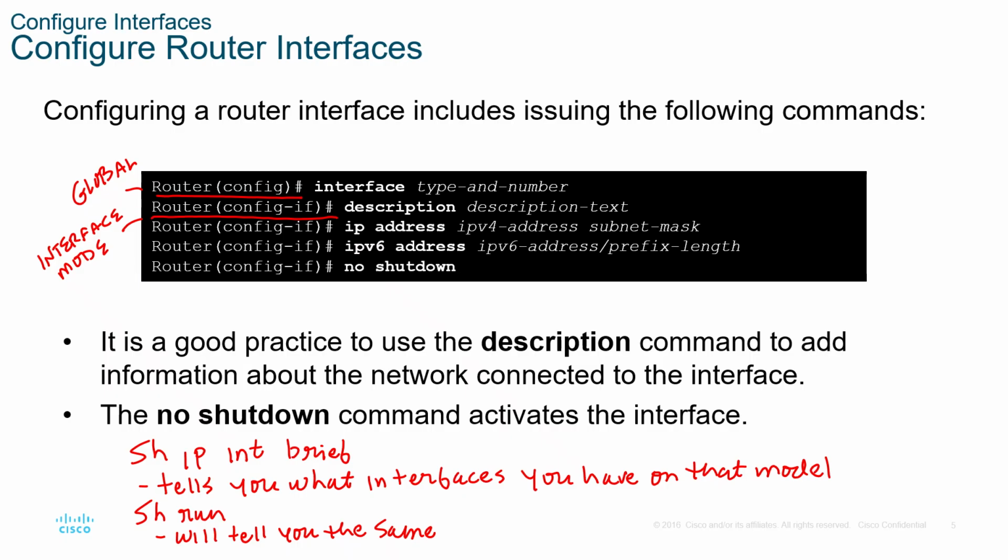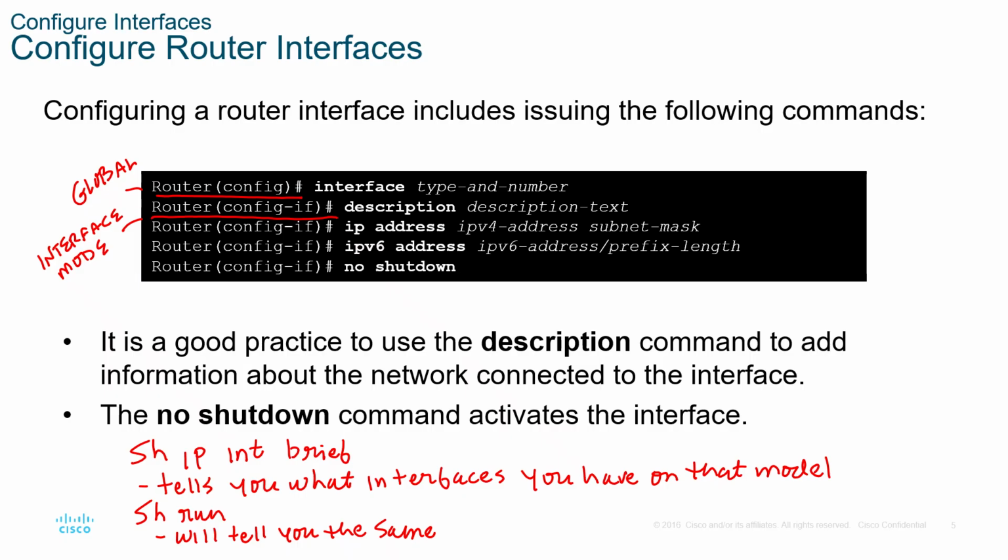Either or will suffice. Now, it is always good practice to use the description command to add information about the network connected to the device, or the interface, excuse me. Those descriptions do nothing toward the switching capability or the routing capability of the device. They are for us, the administrator. So think back. A router out of the box, a switch out of the box is simply named router or switch. If I simply connect all of them together and they're all named router and or switch, how do I know who's who? Well, we do that with the host name.